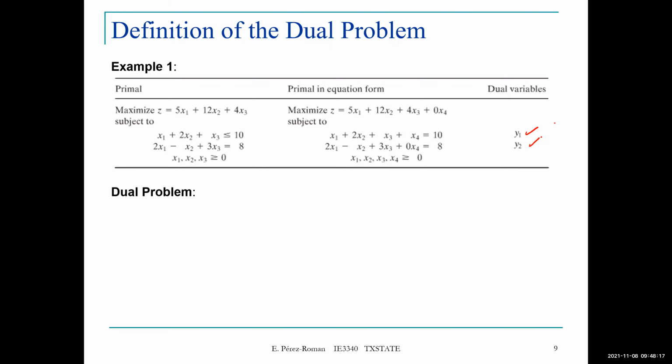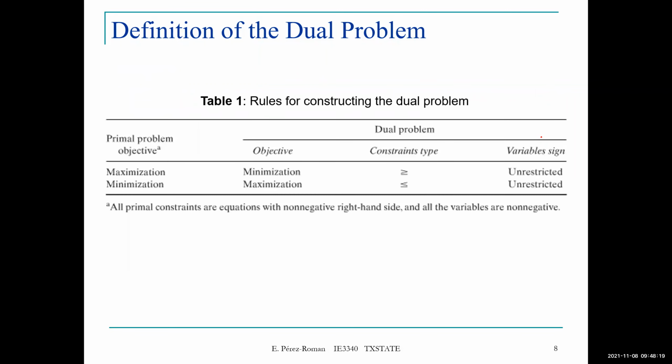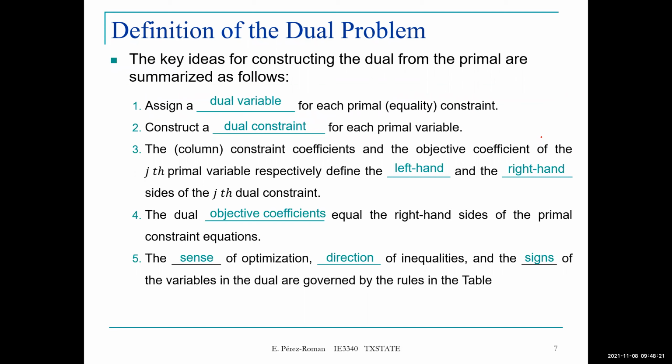So if we go back to these steps, these are the steps that I'm going to follow. I already did this: assign a dual variable for each primal constraint. Now we are going to construct a dual constraint for each primal variable.